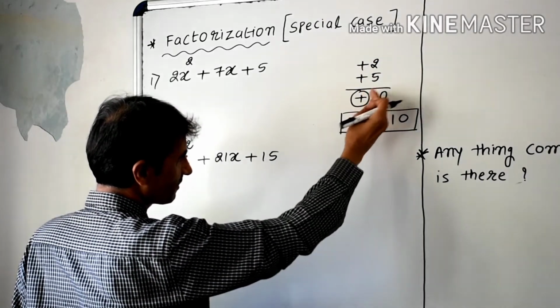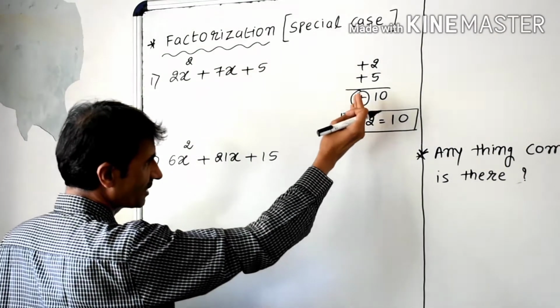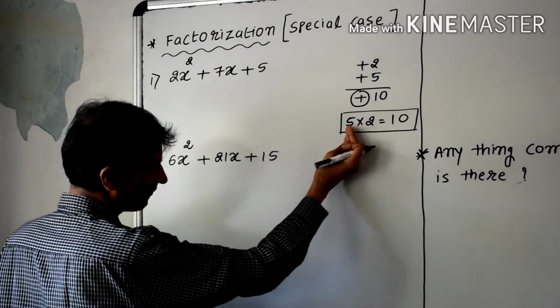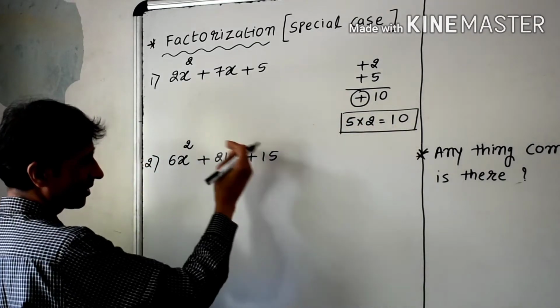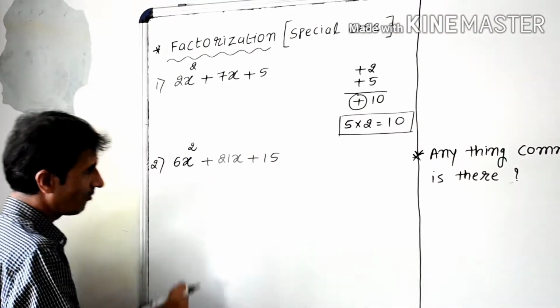Now the 2 and the 5, 2 fives are 10. I want the middle term by the factors of the 10 and by addition. Now these are the partition, 5 twos are 10 and 5 plus 2 gives me the middle term. It is quite simple, you can solve easily. Now what is the change here?